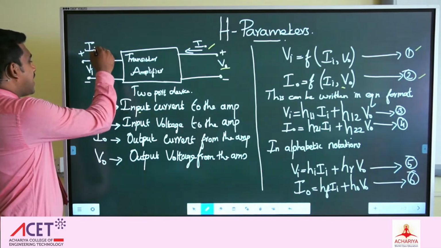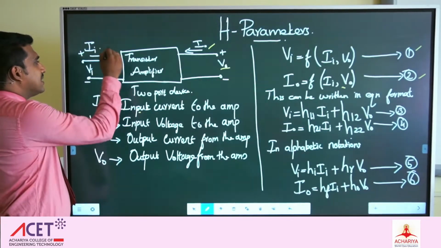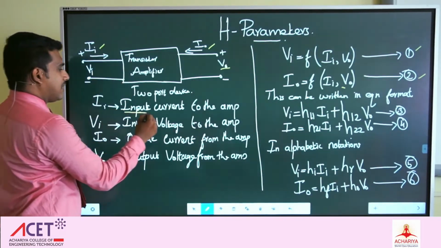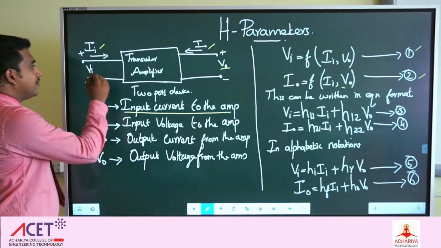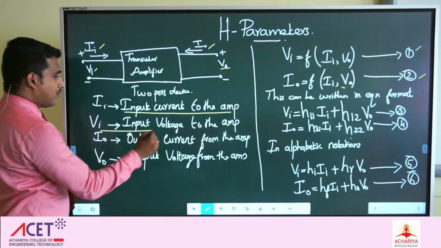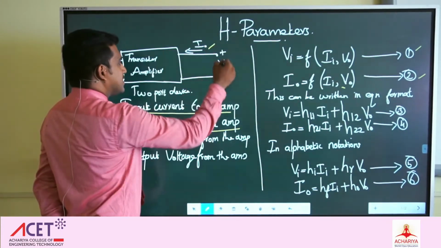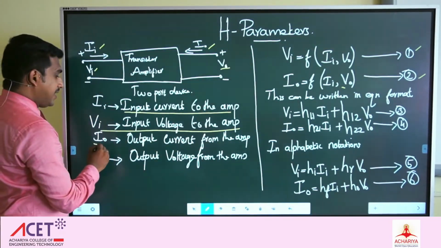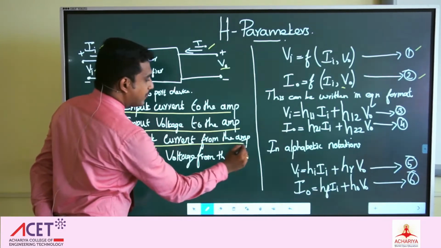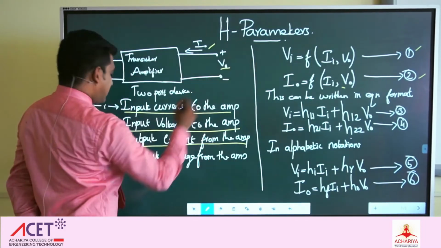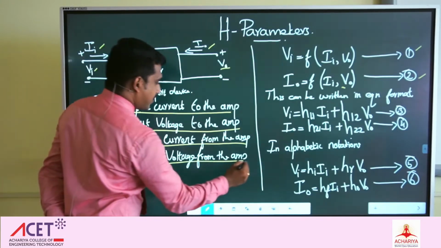Two parameters in the input side. Ii denotes the input current to the amplifier. Vi denotes the input voltage to the amplifier. Two parameters in the output side. I0 denotes the output current from the amplifier. V0 denotes the output voltage from the amplifier.